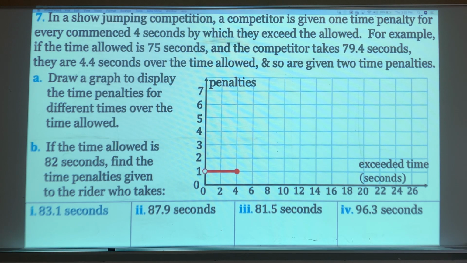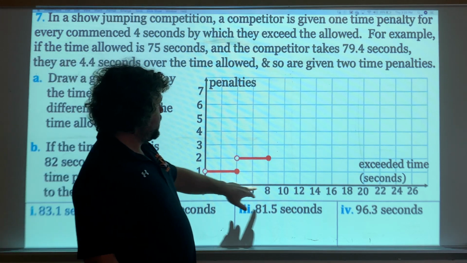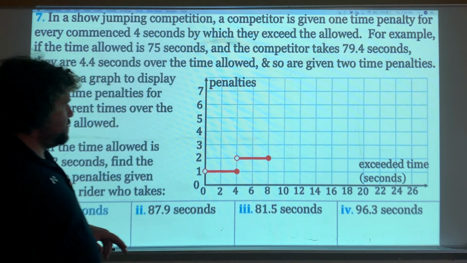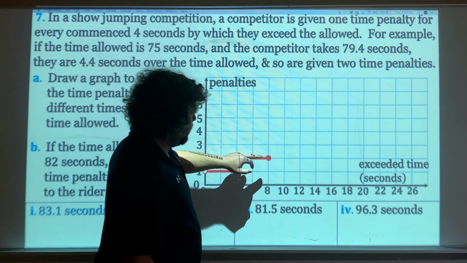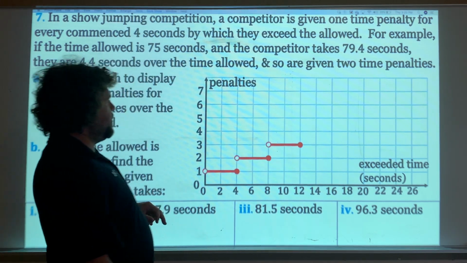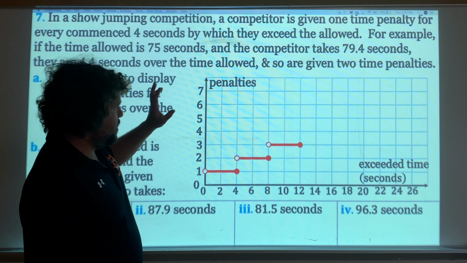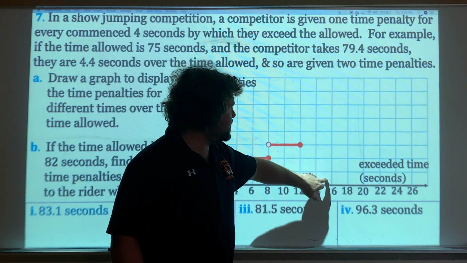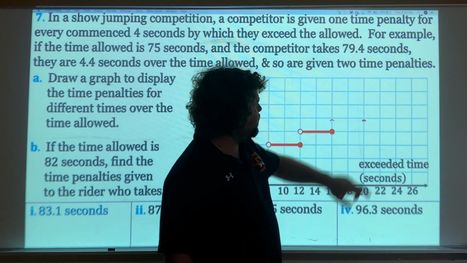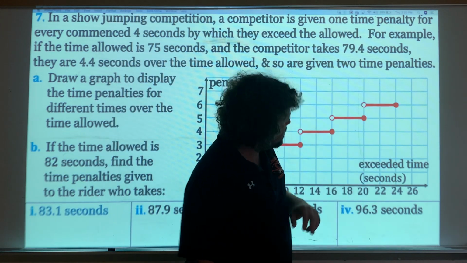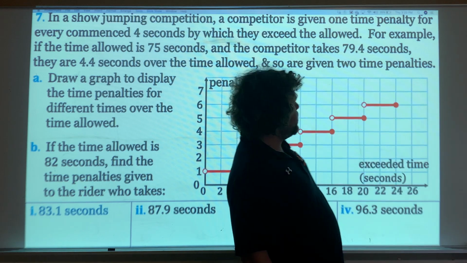For the next 4 seconds, they're given another point. So from 4 to 8, they got another point penalty. All right? They get 3-point penalties for the next 4 seconds, 8 to 12. Next one, from 12 to 16, 4 points. From 16 to 20, 5 points. 20 to 24, 6 points.